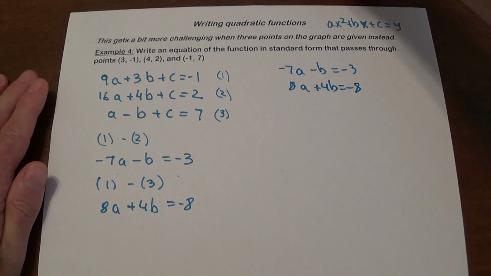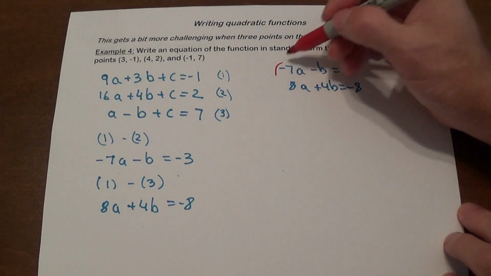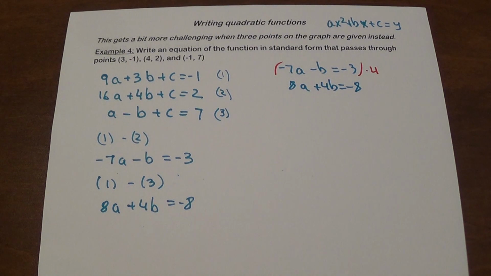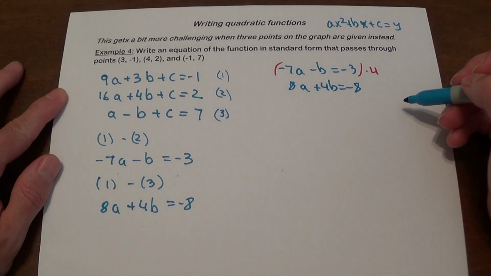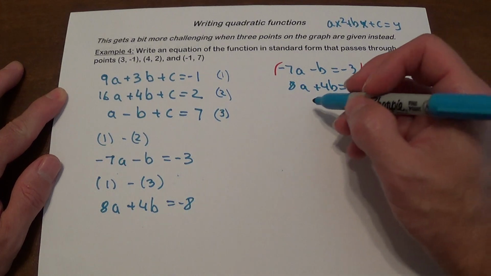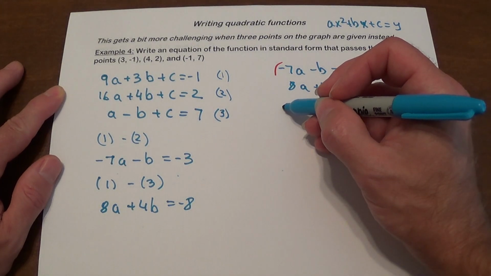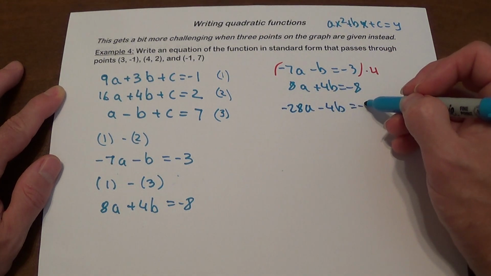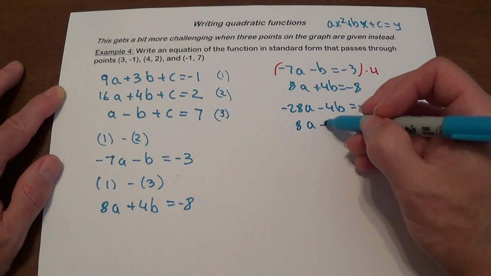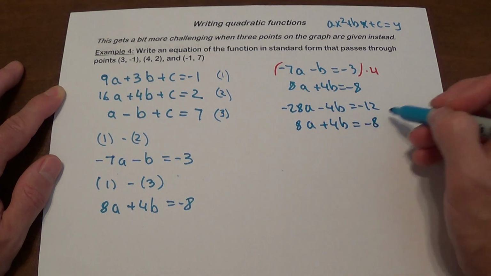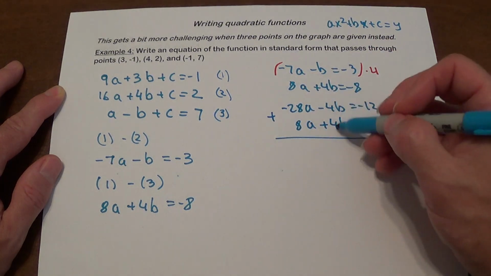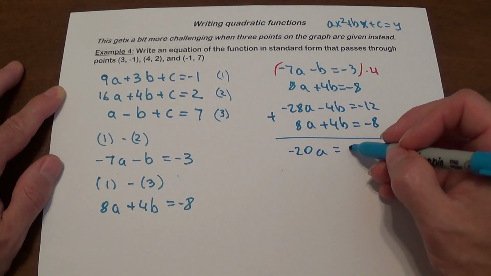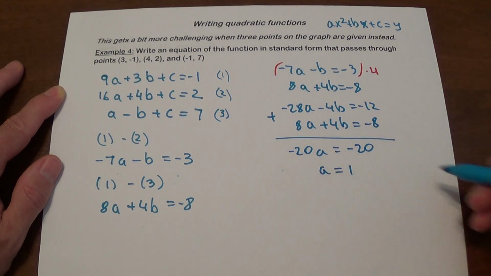If we multiply the first equation by 4, this will allow us to eliminate b. I'm not going to spend too much time explaining that. You would need to watch another video to understand how to solve systems like this. That's not what I'm trying to accomplish here. So it's going to be negative 28a minus 4b equals negative 12. This is 8a plus 4b equals negative 8. We add them together to eliminate b. This is going to give us negative 20a equals negative 20, which means a is 1.